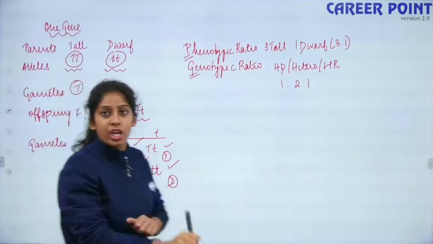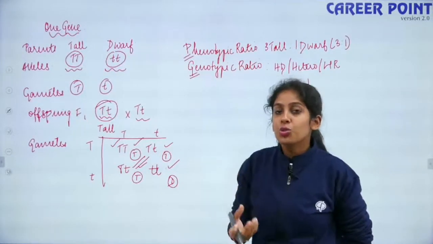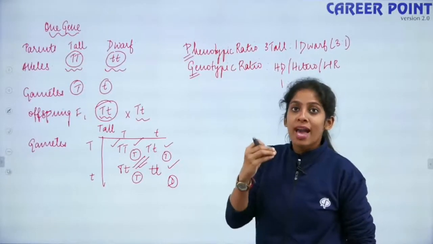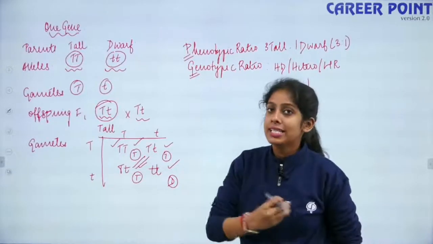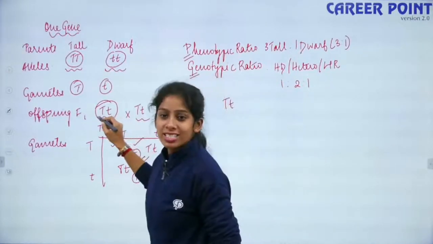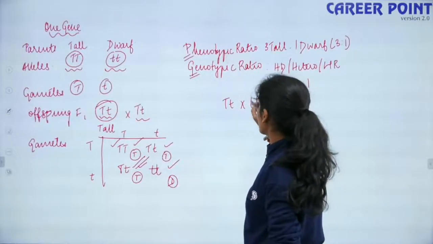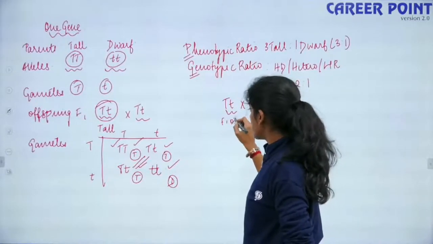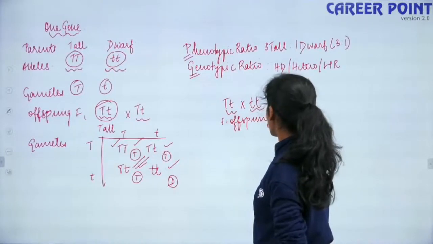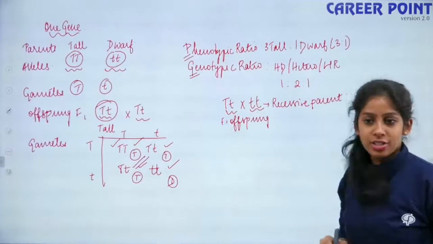Now, answering your question, Divyansh, what is a test cross? A test cross is usually done to find the exact genotype of the offspring, or to find to which parent the offspring closely resembles. You take the F1 offspring, capital T small t, and you cross it with a recessive parent. When you cross the F1 offspring with the recessive parent, that is your test cross. This is our recessive parent. So this is a test cross, okay?